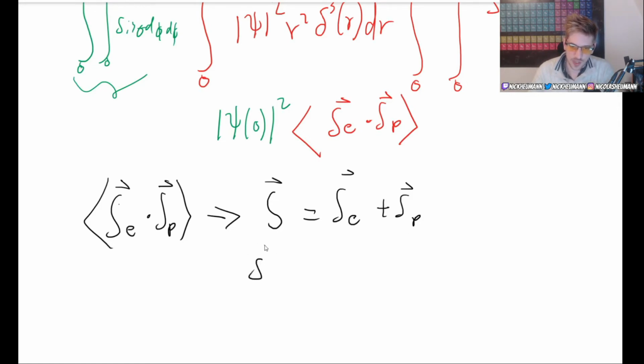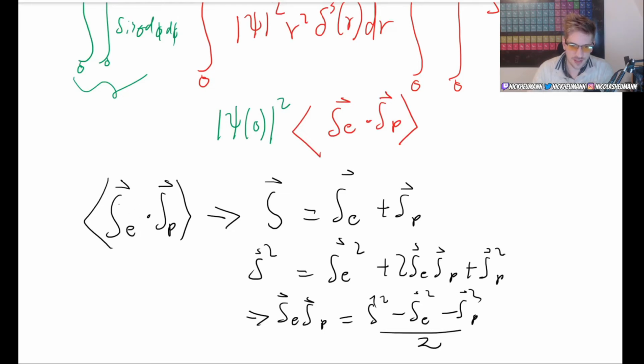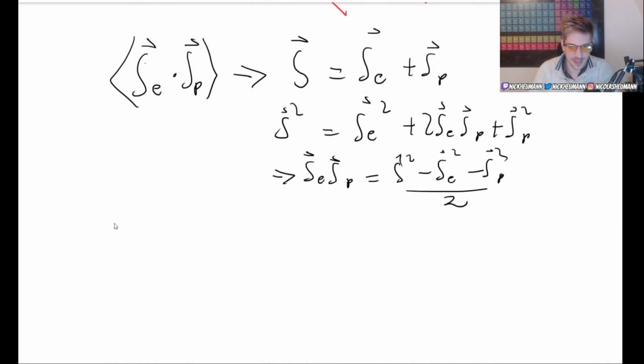And if we square it, then we would have SE squared plus 2 times SE·SP plus SP squared. So from here, we can immediately see, as we have done in the past, but for angular momentum, that SE·SP is going to be (S squared minus SE squared minus SP squared) divided by 2. So we can now plug this into our expectation value, and we will now have the expectation value of (S squared minus SE squared minus SP squared) over 2.